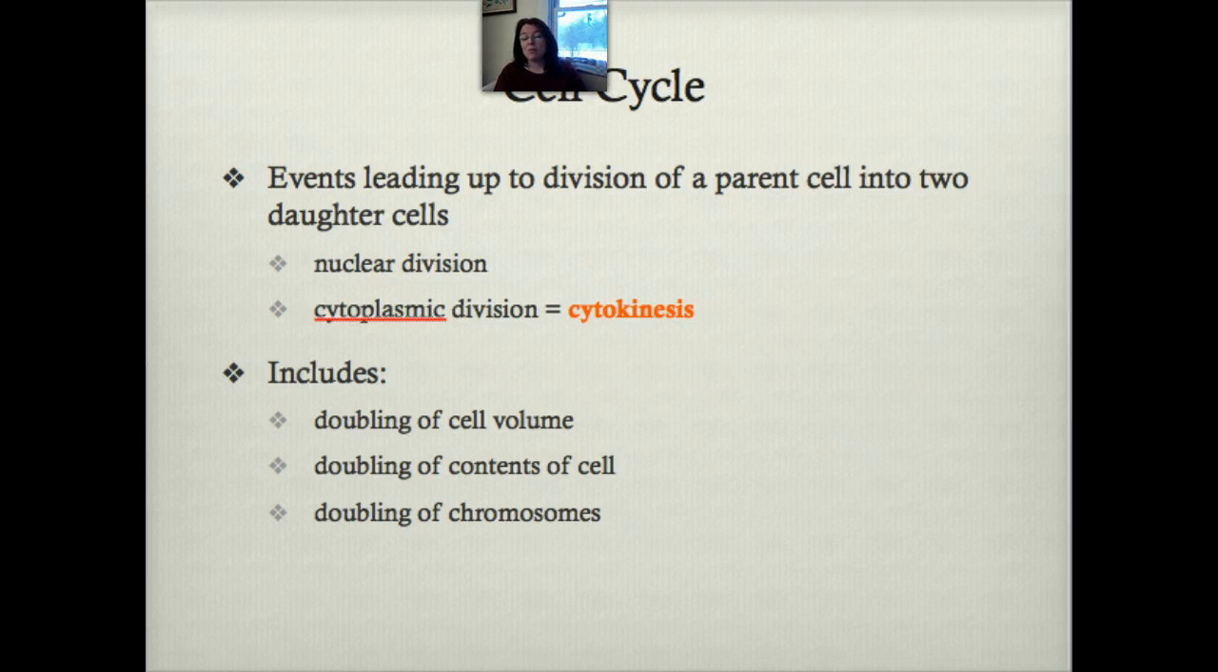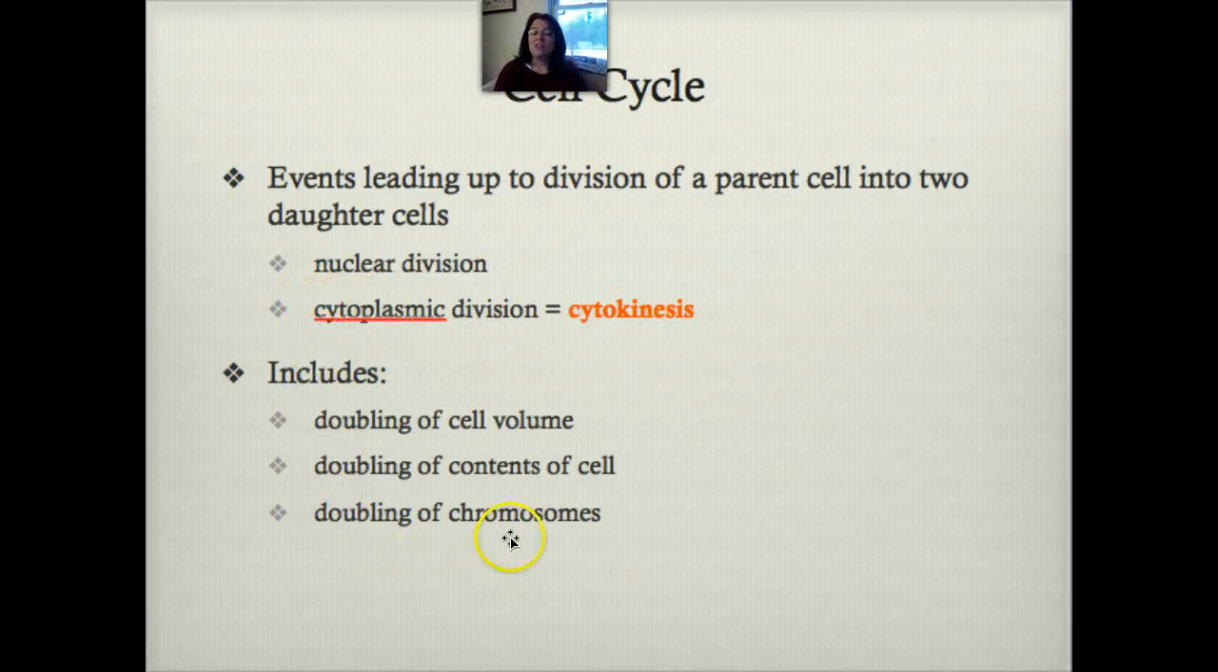Now, when the cytoplasm divides, we give this a name. We call this cytokinesis. The cyto portion of this word refers to cell, and kinesis refers to movement. So altogether, cytokinesis means cell movement. And it got this name because when early scientists were looking through microscopes at dividing cells, they could see the cell physically moving as cytokinesis was taking place.